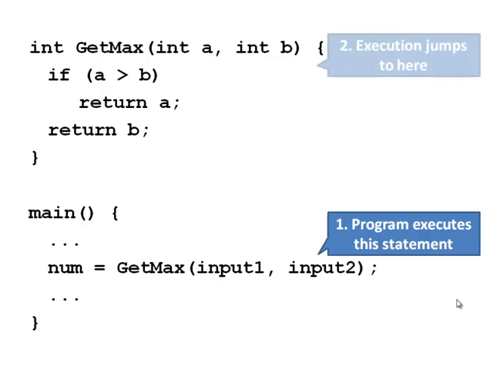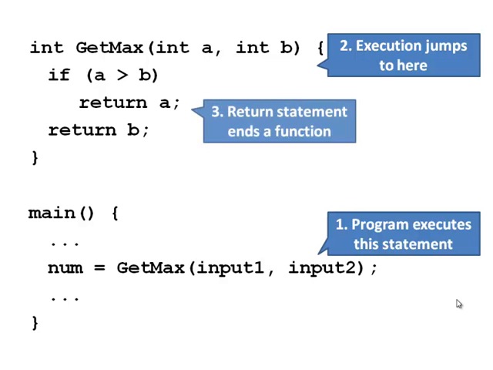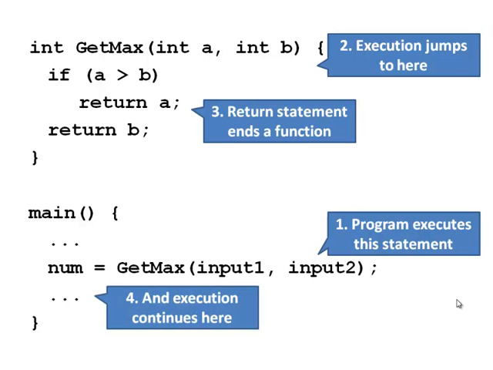When it does that, the program execution jumps to the getMax function. And it will run through that function until it reaches a return statement or the end of the function, at which point it will return back to the main program or the calling section of the program and continue from just after the statement where it was called. Actually, the result of this getMax function will be stored in the variable num. So it actually returns to finish the line it was on in this case.